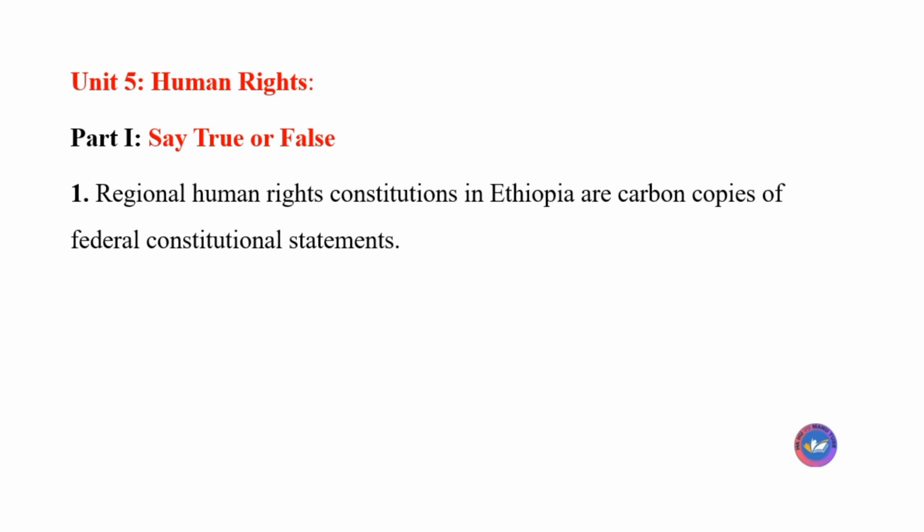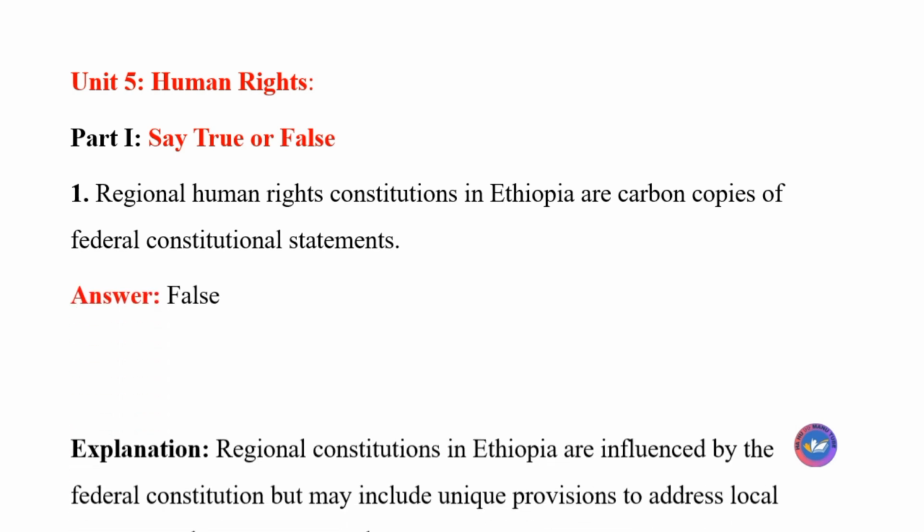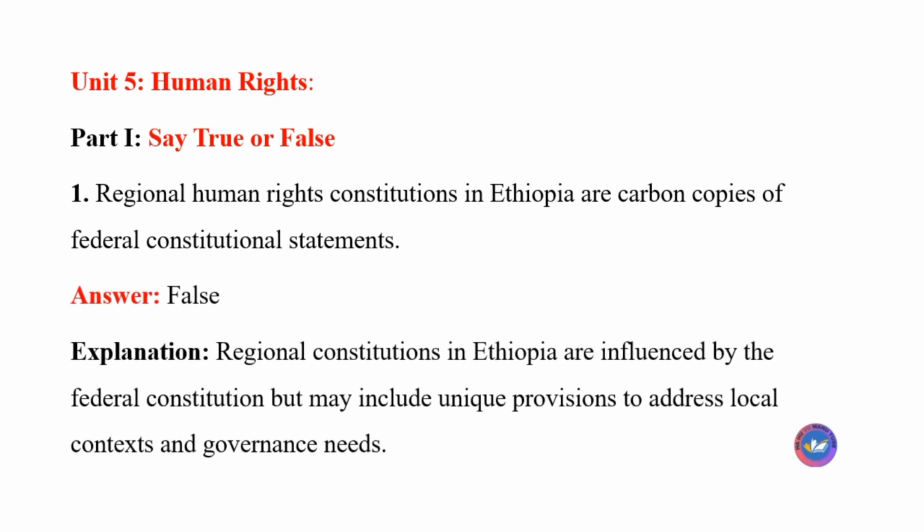The answer is false. Regional constitutions in Ethiopia are influenced by the federal constitution but may include unique provisions to address local contexts and governance needs.